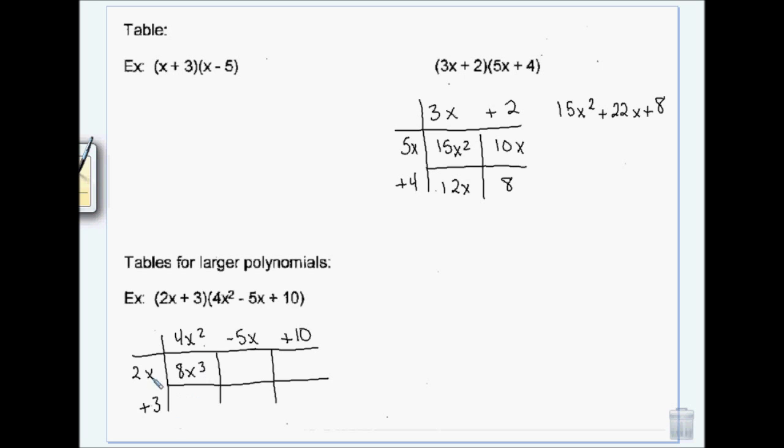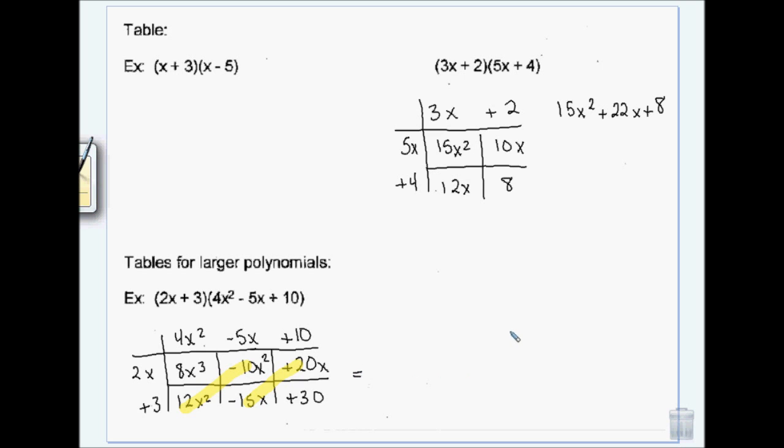So this gives me 8x to the third minus 10x. Wait, sorry, so it doesn't matter which one's on the top and which one's on the side? Nope, it does not matter. So that's minus 10x squared plus 20x, and then I get 12x squared minus 15x plus 30. And if you look, again, my like terms are lining up on the diagonals.